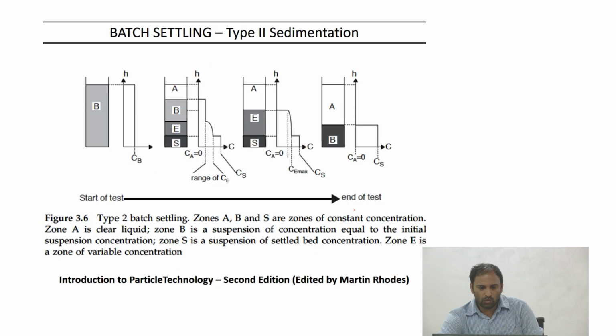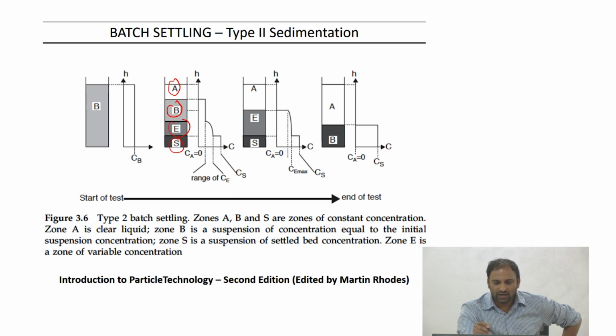Now, this is another experiment where what people do is similar to the previous case. You have zone A, the clear fluid, and zone B where the concentration is the same as the initial concentration. You of course have the sediment at the bottom. There is a zone E where the concentration fluctuations may happen.